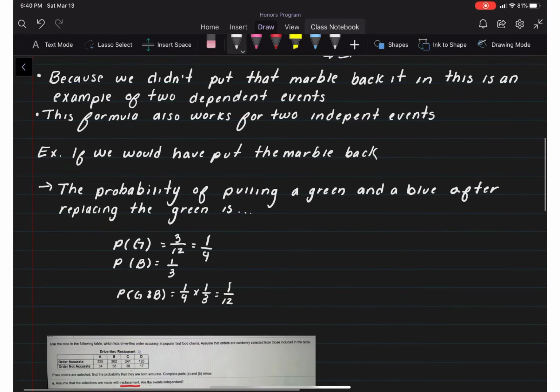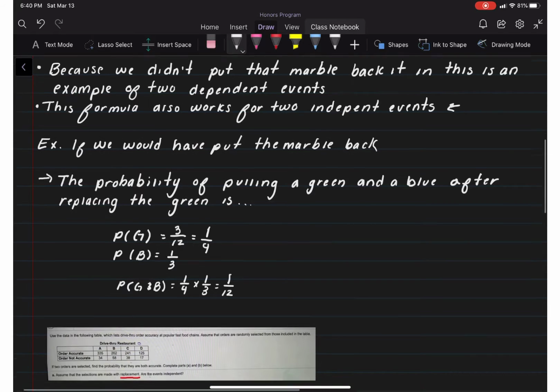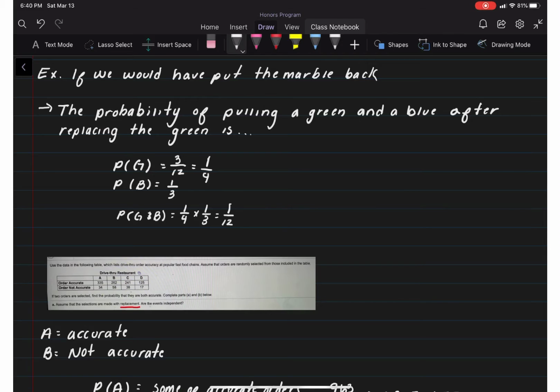So because we didn't put the marble back in, this is an example of two dependent events. This formula can also work for two independent events. So let's say if we would have put the marble back in the bag, the probability of putting a green and a blue after replacing the green, like I said, we're putting the marble back in the bag, we would get the probability of green is 3 out of 12. The probability of blue is 1/3, and then we multiply them, and we get 1 out of 12. Okay, that was a more simplified example.